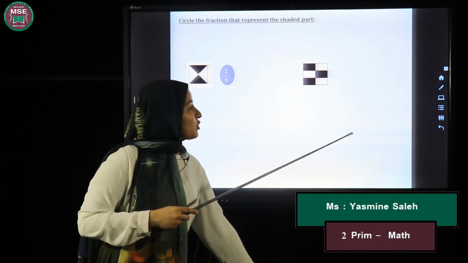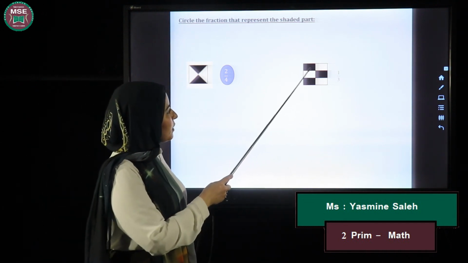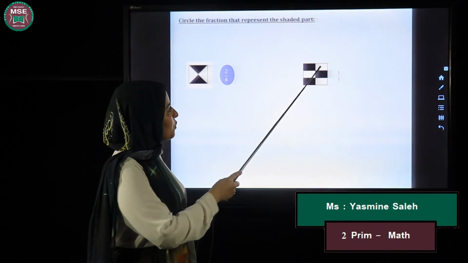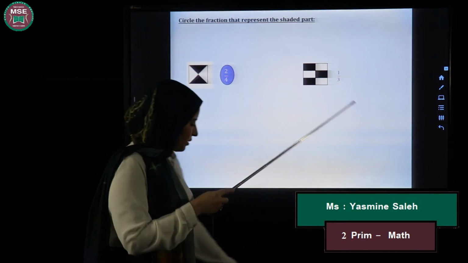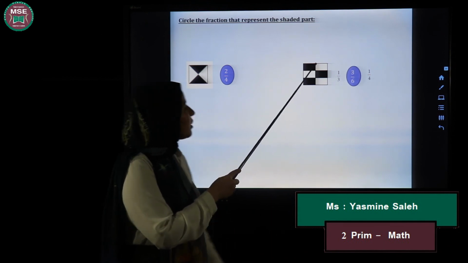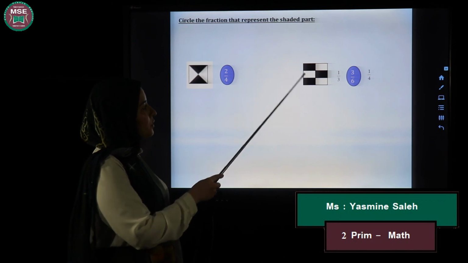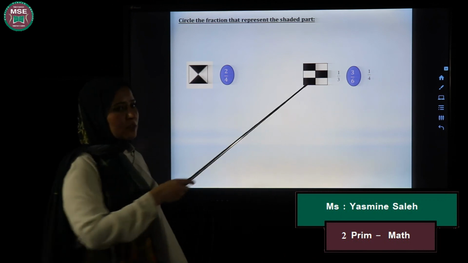Okay, now I have another shape. I have the total number of the parts is 1, 2, 3, 4, 5, 6. And the shaded parts are 1, 2, 3. So shaded parts over the total parts are 3 over 6.